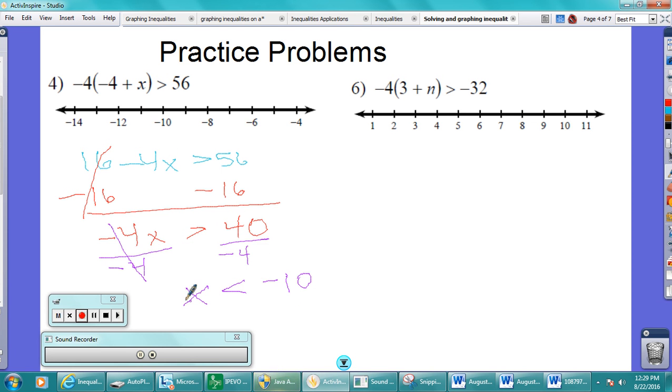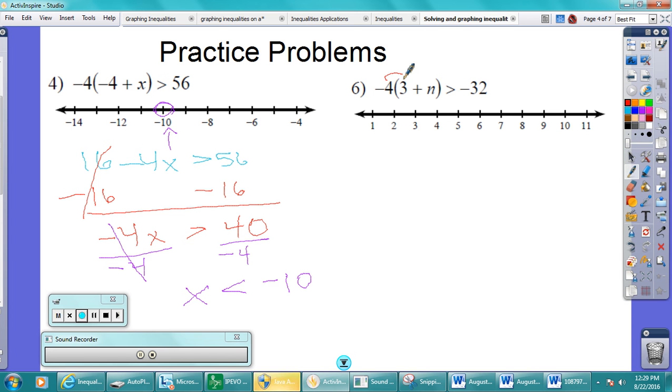So now to graph this, negative 10, I locate on the number line. I have a less than sign, so it's an open circle. And then, now, I go up top. I plug it into the original to make sure that I satisfy the equation. Again, tomorrow in class.